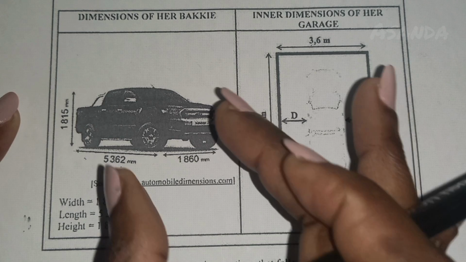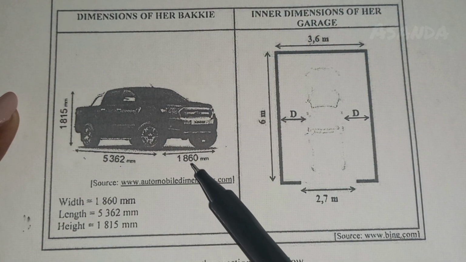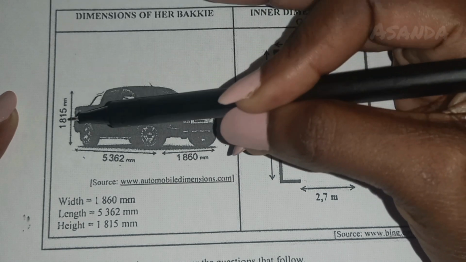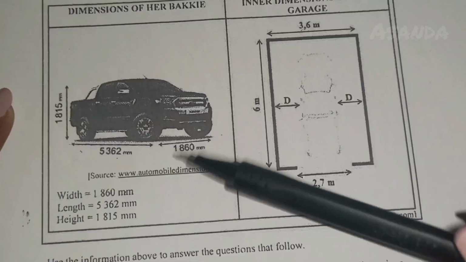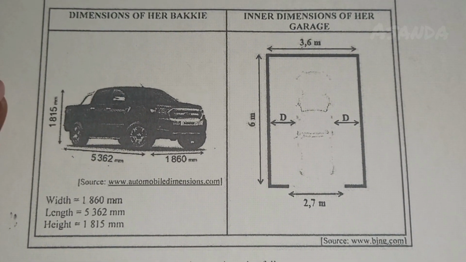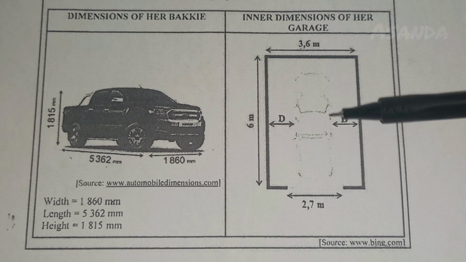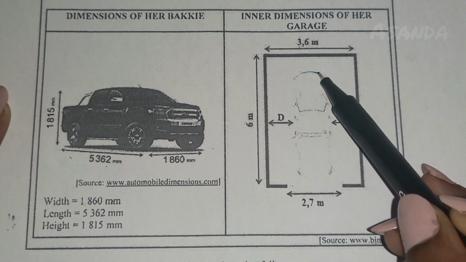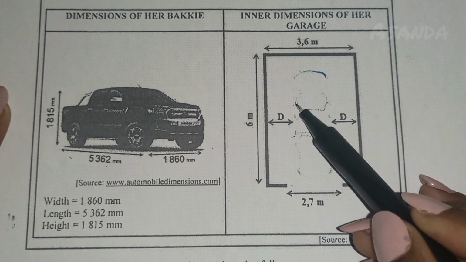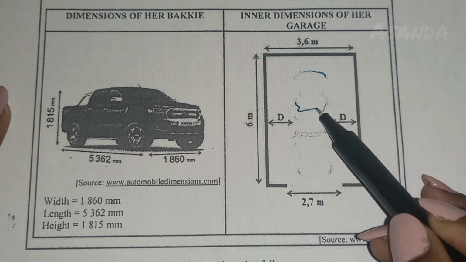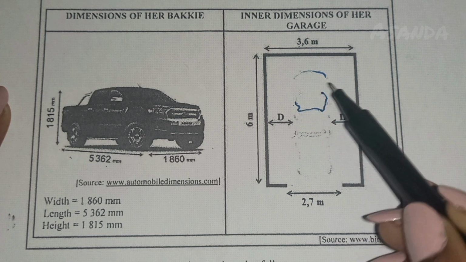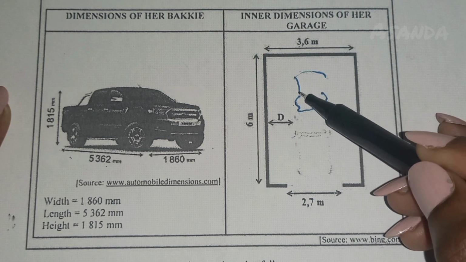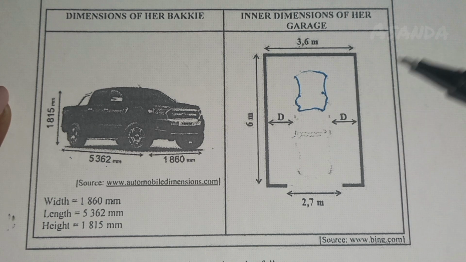And the width, so how wide is it? That is 1,860. And over here we have the height as well. Unfortunately my picture didn't come out well in the printing, but this is the car here. Let me just highlight a little bit of it. As you can see, that's the windscreen over there. Okay, so that's the car.